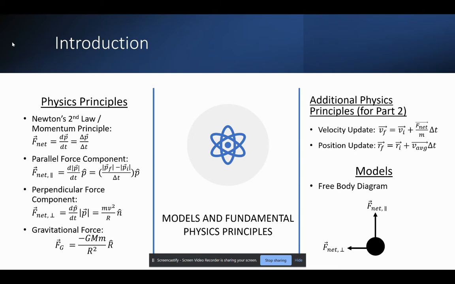Since the only forces at play in the lab are gravitational forces, it's also important to know the gravitational force formula. F sub g equals negative GMm over r squared times r hat. Free body diagrams, such as the example shown in the bottom right, can be used to illustrate net force.